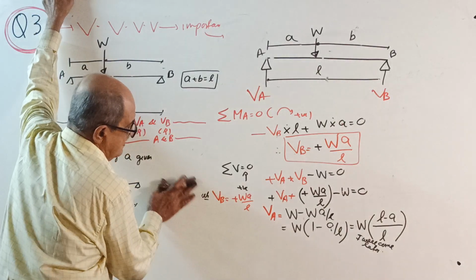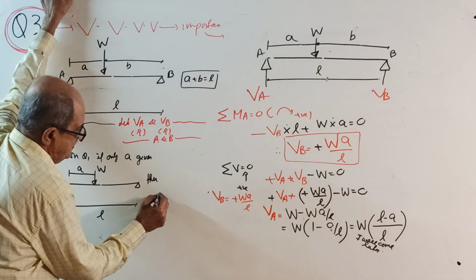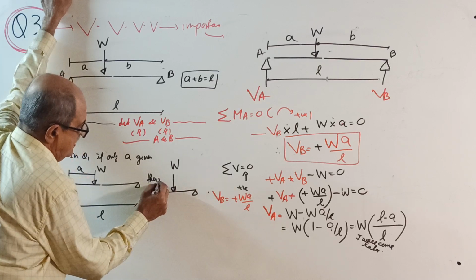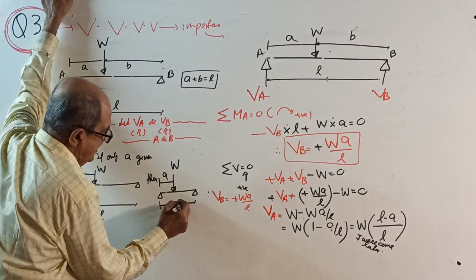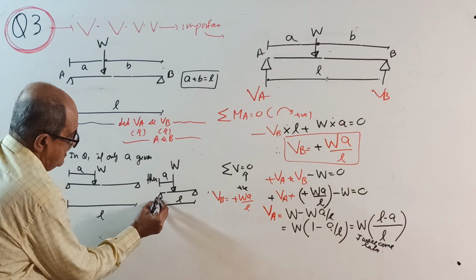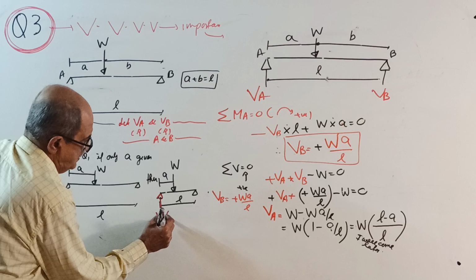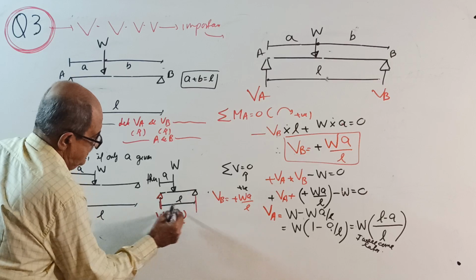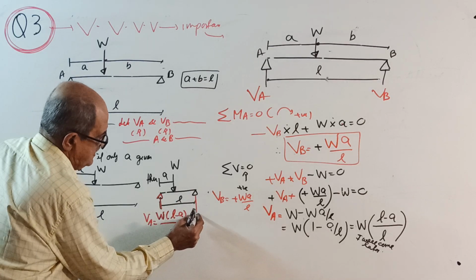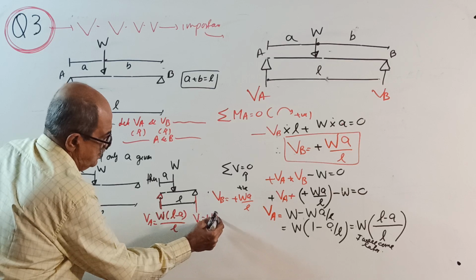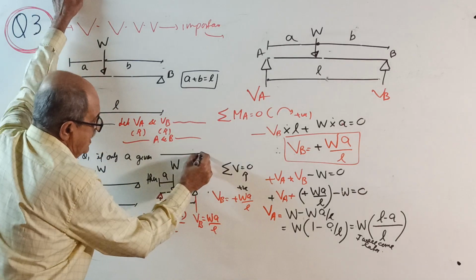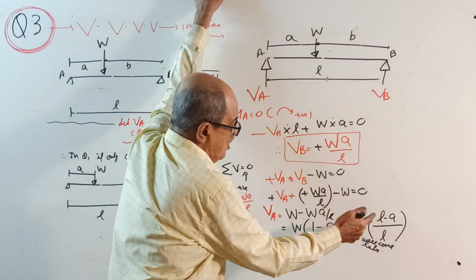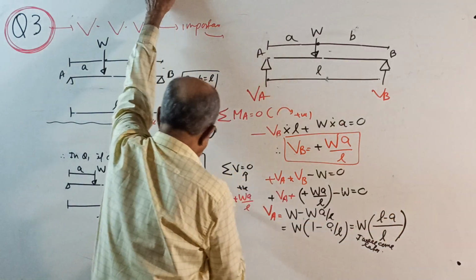Then the reactions are, see, this is W, this is A, this is L. This reaction VA equal to W into L minus A divided by L. This is reaction VA. This reaction VB equal to W into A by L. Remember this one is the answer. But someone will tell me, now once again come back here, or you can do one thing. Write this note afterwards.